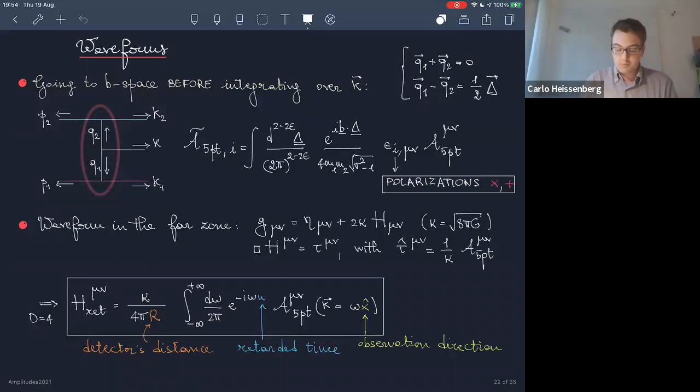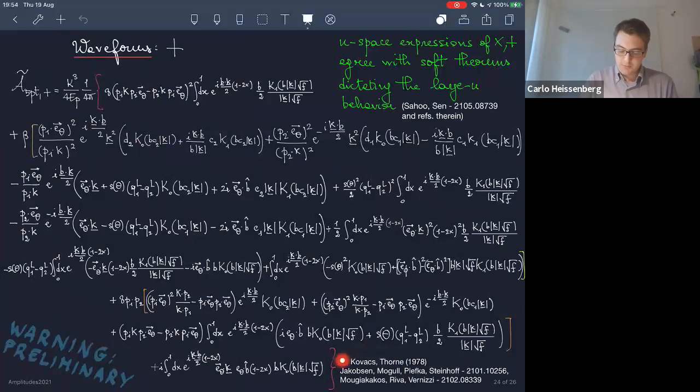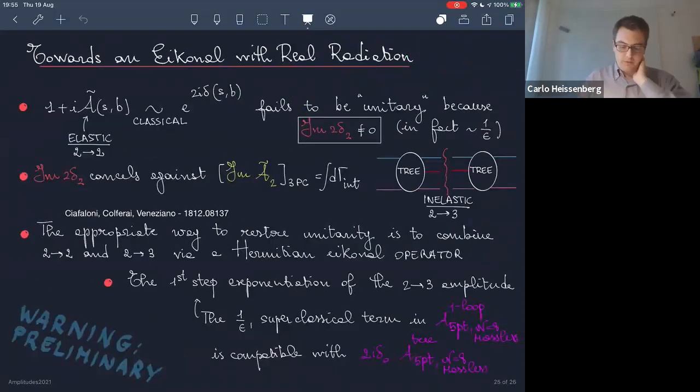And so we have also performed this calculation. Let me just flash the result we get for the two polarizations here. We are in the process of performing some comparisons with the recent results by Jakobsen, Mogul, Plevka, Steinhoff, and Mugia, Kakos, and Vernizzi, and also with the classic paper of Kovacs and Thorn. Let me also emphasize that up to now, all the constraints due to soft theorems, constraints related to the large U behavior of the amplitude that have been pointed out by Sen and collaborators, also seem to be satisfied.